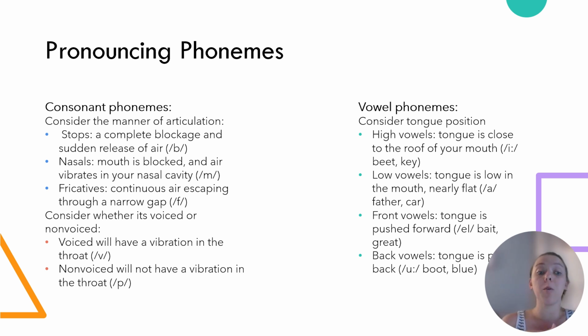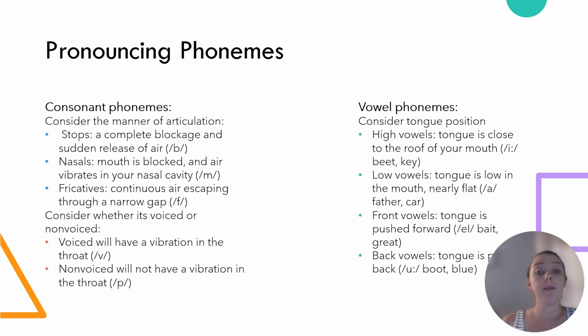And then you also have to consider whether it is voiced or non-voiced. So certain consonants will be voiced, meaning that there is a vibration in the throat. So everybody, if you could just put some fingers on your throat. If it's voiced, you're going to feel a vibration in the throat. Everybody, let's do it together. Yeah, there's a vibration in the throat. But then there's also the non-voiced phonemes, like, let's do fingers again, p, p, p, or t, t. You feel that? There's no vibration in the throat.